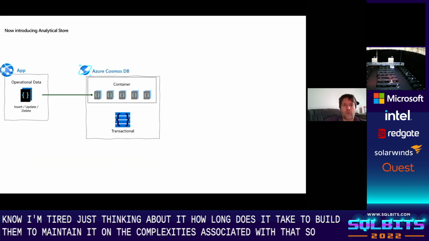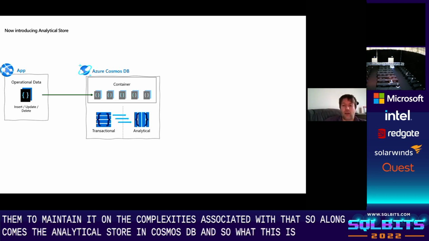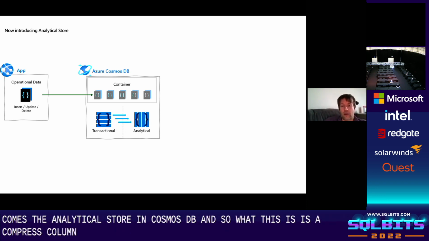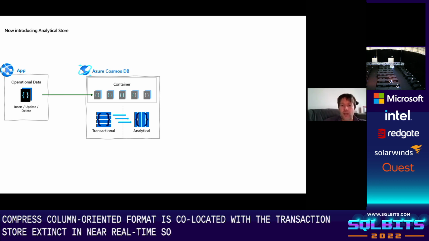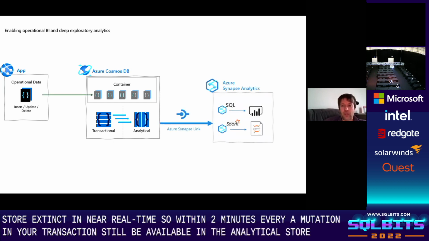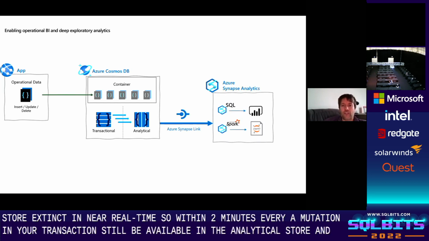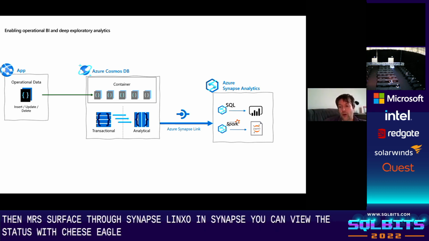So along comes the analytical store in Cosmos DB. This is a compressed column-oriented format that's co-located with the transactional store. It's synced in near real time. So within 2 minutes, every mutation in your transactional store will be available in the analytical store. And then this is surfaced through Synapse Link. So in Synapse, you can view this data with T-SQL or through Spark.